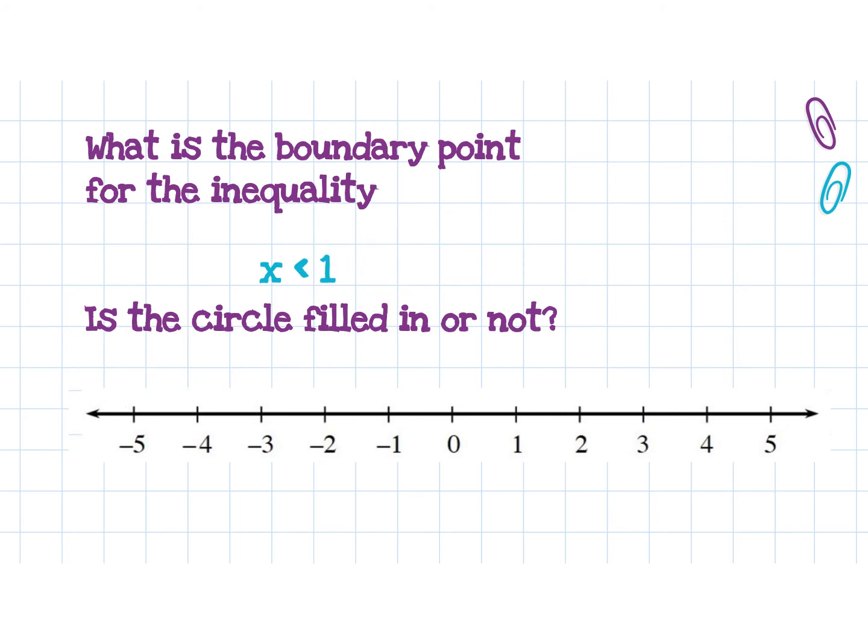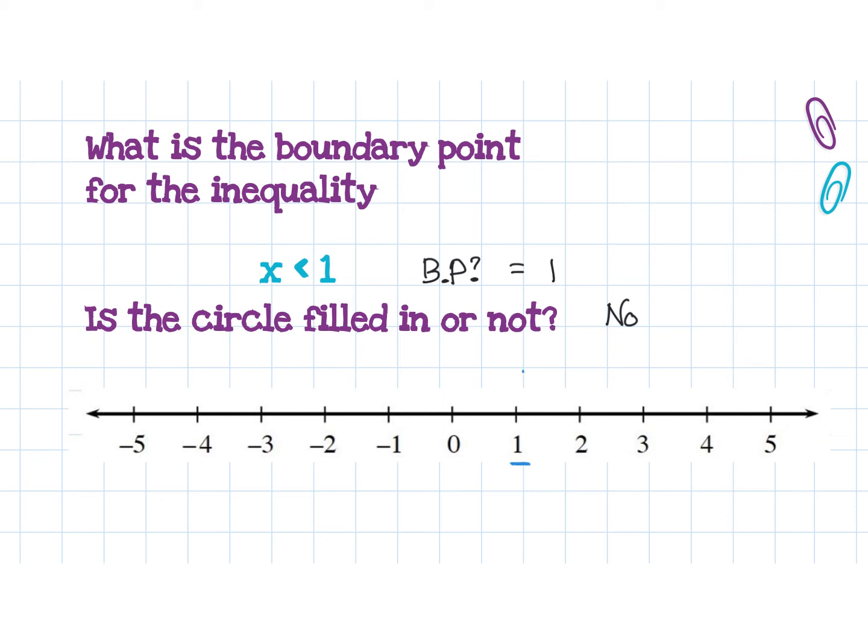All right, here's another one. What is the boundary point for the inequality? Again, if you want to give it a try, pause the video. See if you can do this one without my help, and then come on back when you're ready. So is the circle filled in or not? Well, the answer to that is no, it is not. There is no equals. What is our boundary point? Well, our boundary point is 1. So let's go to 1 on our number line, which is right here.